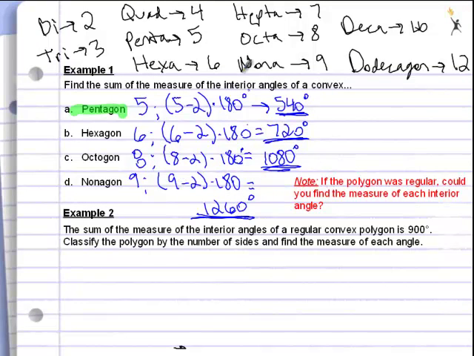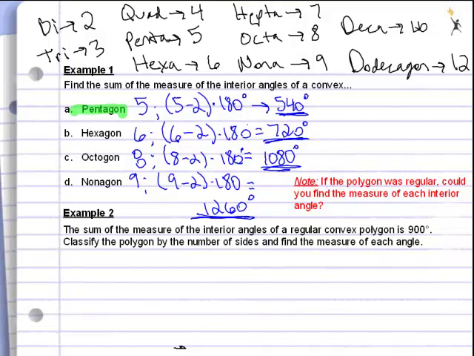Now there's a little note here, and I want you to think about this before you just answer. If the polygon is regular, regular meaning all of the sides and all of the angles are congruent, could you find the measure of each interior angle? You know what they all add up to be, but could you find the measure of each interior angle? And the answer is yes.